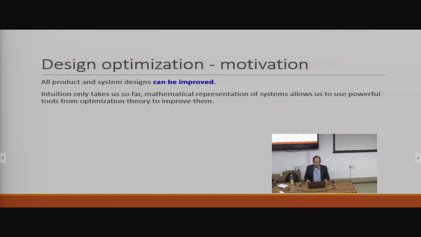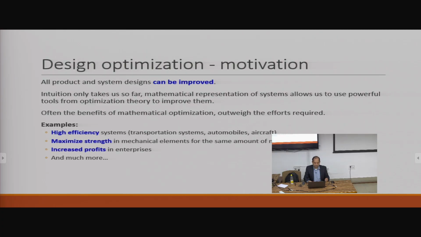Okay, and often we would just be satisfied with that, but systems can be improved, and intuition only takes us so far, right? So if we allowed mathematical optimization techniques to improve the systems, then we have seen many times in practice that we can outdo intuition. Of course, that requires a mathematical representation of the systems.